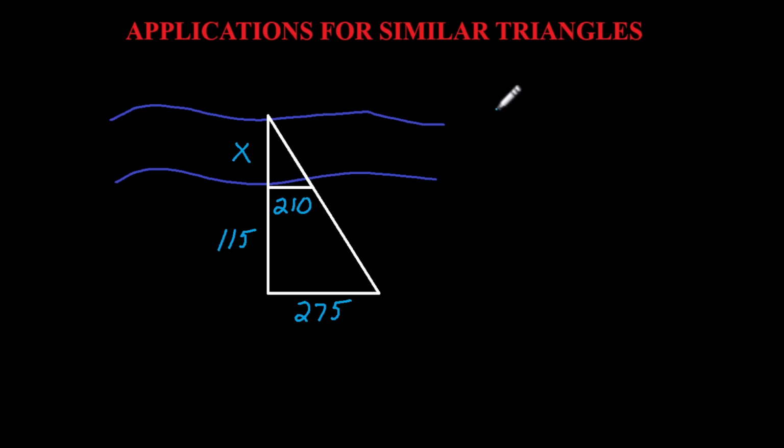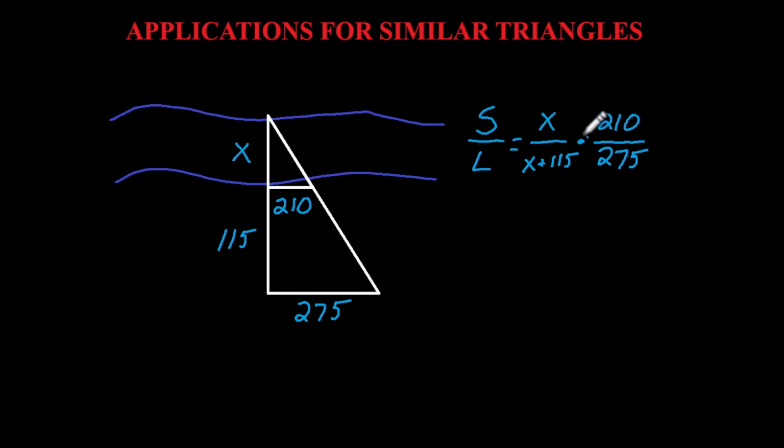So we set up a first fraction as just the names small and large. All the parts for the small triangle will go on the top, and all the parts for the large triangle on the bottom. So the small triangle's height is x, and the large triangle's height is x plus 115. And then looking at the bases of the two triangles, the small one is 210 and the large one is 275.